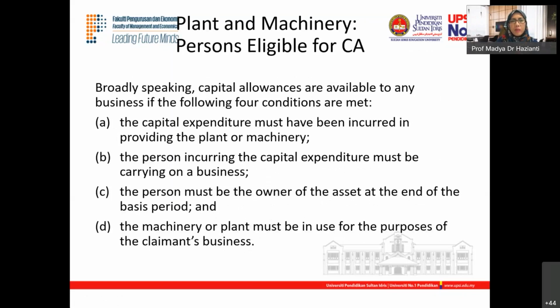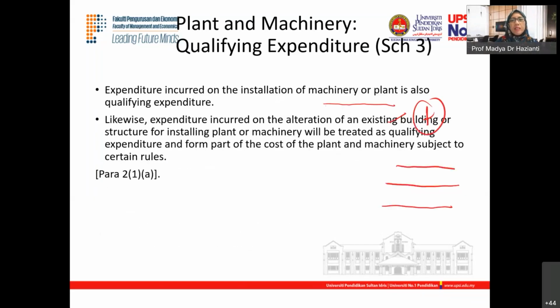Person eligible for capital allowance. Okay, so mesti fulfill these 4 conditions. Must have been incurred in providing the plant or machinery. Maknanya mesti belilah. The person incurring the capital expenditure must be carrying on a business and the person must be the owner of the asset and the machinery or plant must be in use for the purpose of the claimant's business. Okay, ni I think semua pun boleh faham lah. Mesti ada buat business dan mesti owner dan mesti guna untuk business.